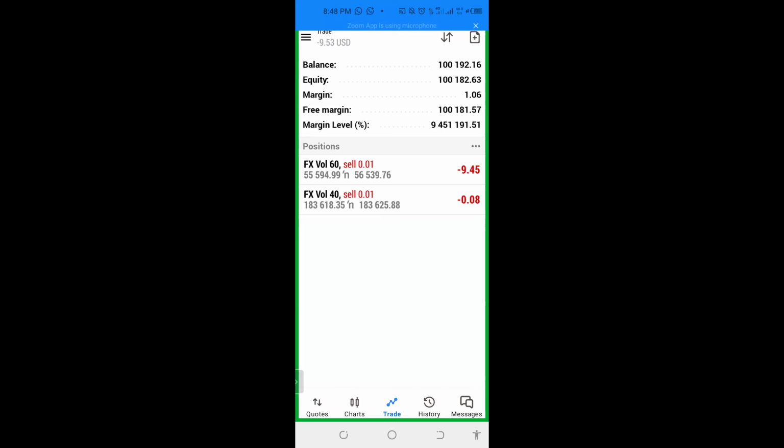Press and hold down the Volt 40. Just press and hold down. When you press and hold, it will bring options for you. Touch the Volt 40, the one you just took now. Touch it and just hold it. It will bring options for you.